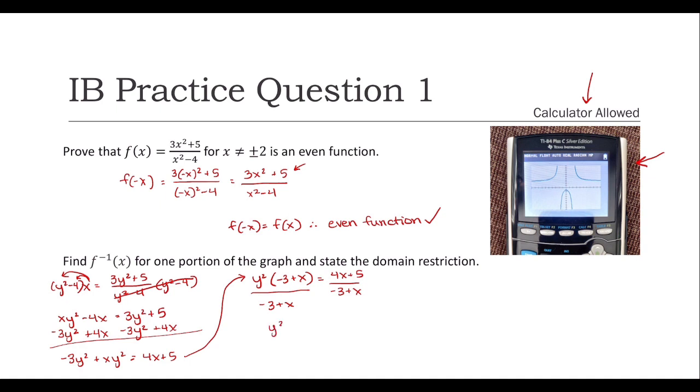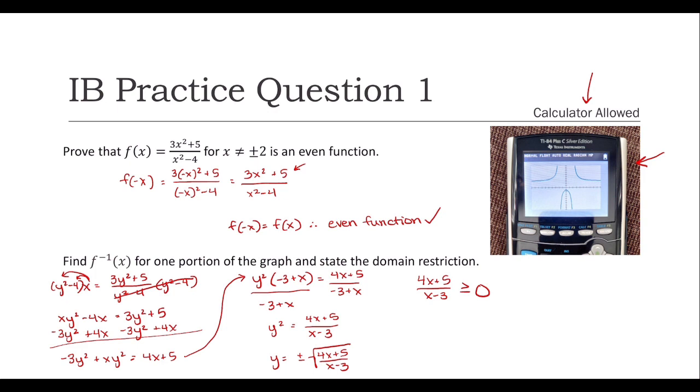So y squared equals 4x plus 5, and then we'll swap our order in the denominator and say x minus 3. So y will equal plus or minus the square root of 4x plus 5 over x minus 3. So 4x plus 5 over x minus 3 has to be greater than or equal to 0, so that we don't end up with a negative number inside of the radical.